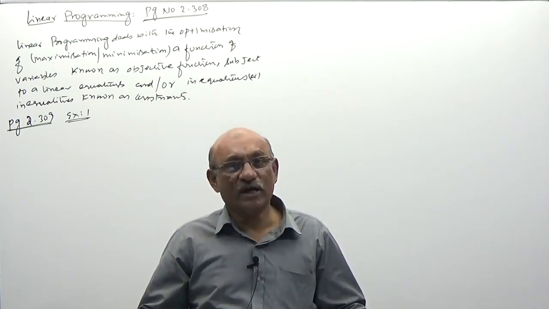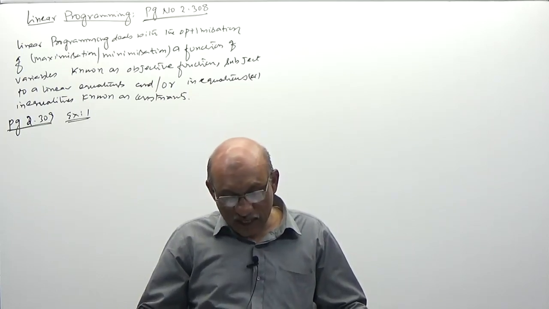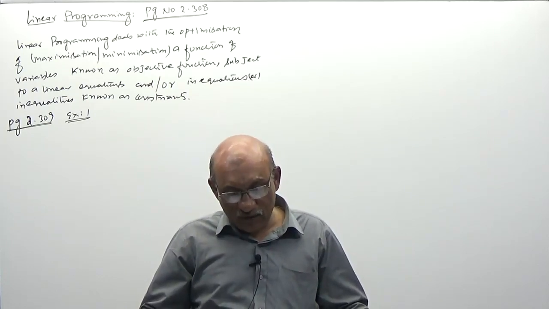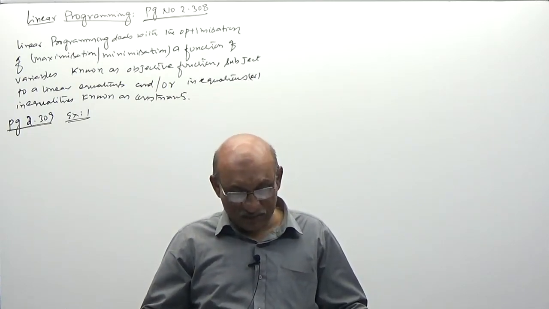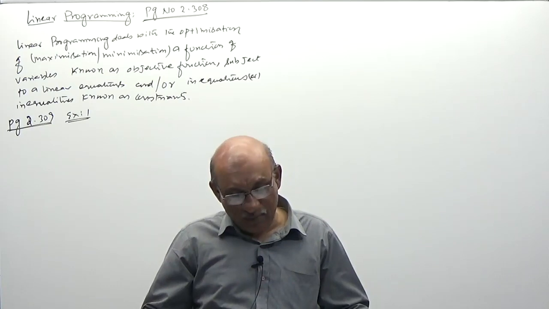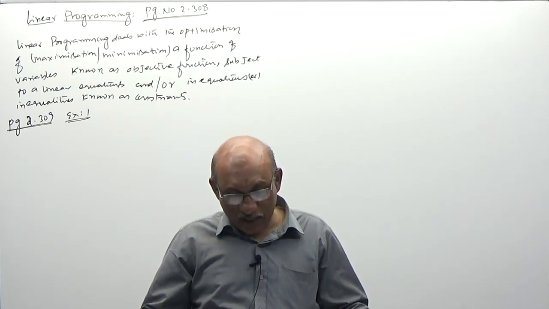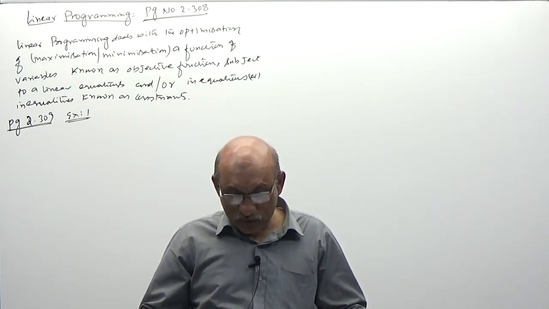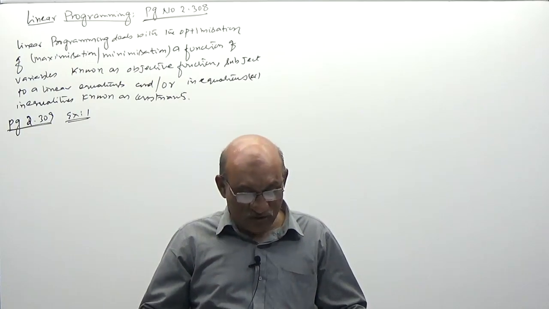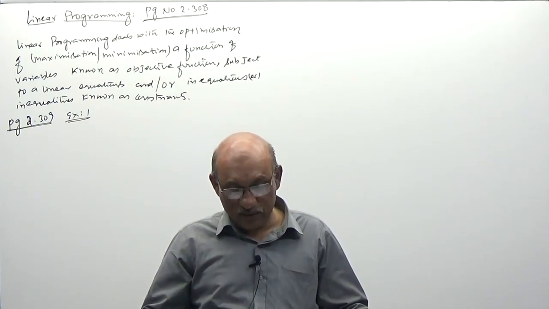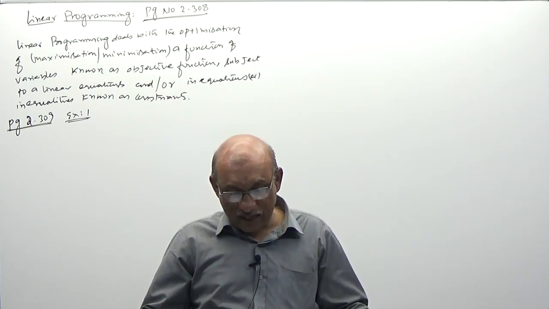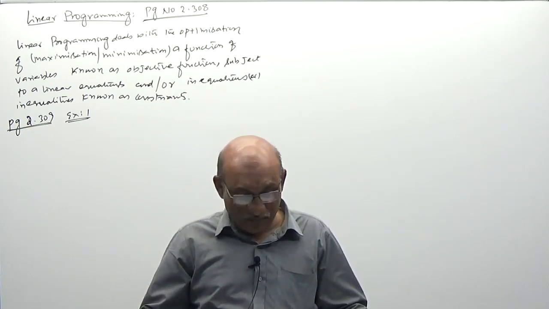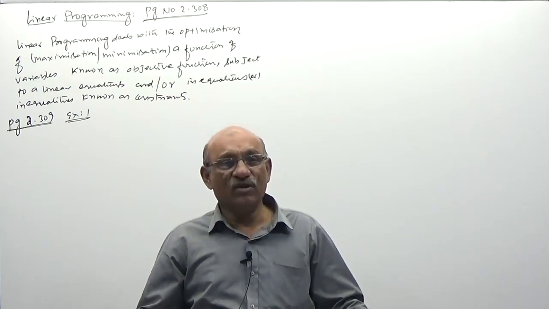1 unit of product A sold yields rupees 40 and 1 unit of product B sold gives rupees 35 as profit. Formulate this problem as linear programming to determine how many units of each of the product should be produced per week, so that the firm can earn the maximum profit. Okay, this is the problem.